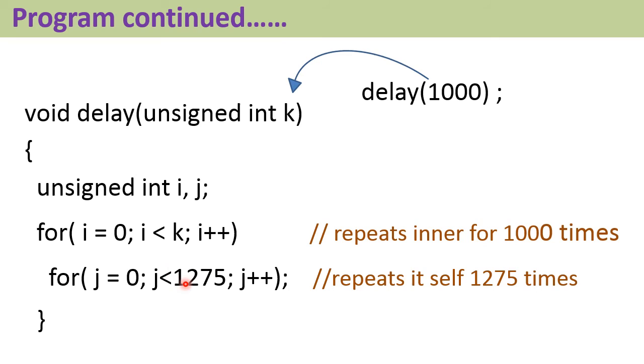This single line for loop gets executed 1275 times for various values of j from 0 to 1274. Once j reaches 1275, the condition becomes false and control comes here and the value of i is incremented by 1. The new value of i, that is 1, is less than 1000. So the same process repeats till i becomes 1000. This all takes time to execute, which is nothing but the delay generated. The delay can be increased or decreased by increasing or decreasing this value.